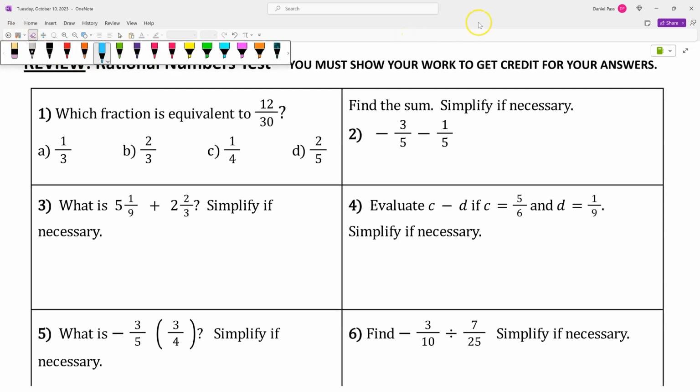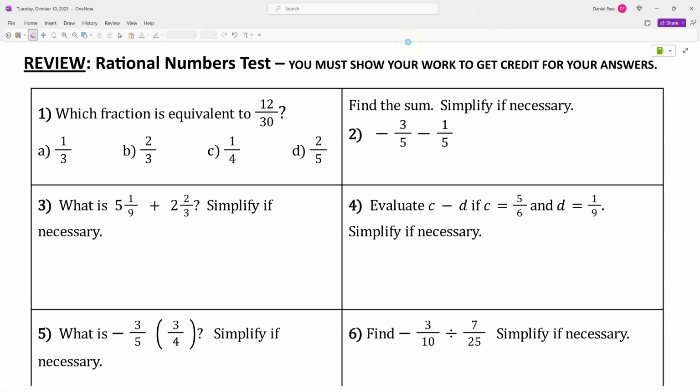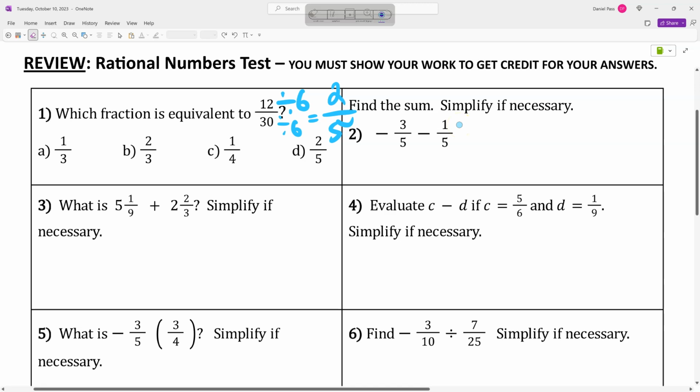All right, Spaghetti, tell us how to do this, please. So basically, I figured out that 12 and 30 are both multiples of 6. So we're going to divide by 6, and what do we get? 2/5. They both divided and became 2/5. Good job. All right, but that's not it. You're going to do 2 more. How about this one? How do we do number 2?